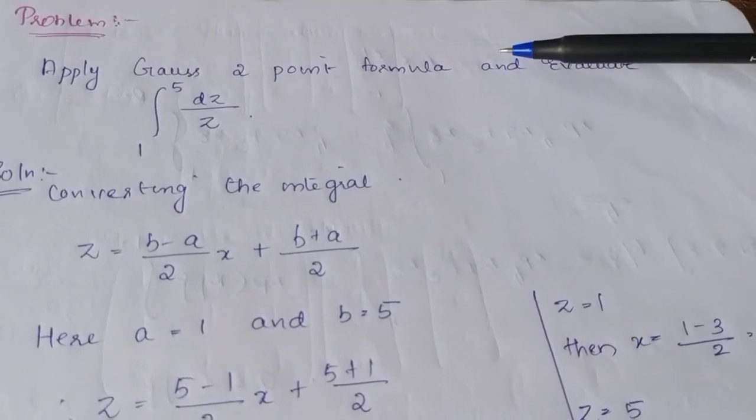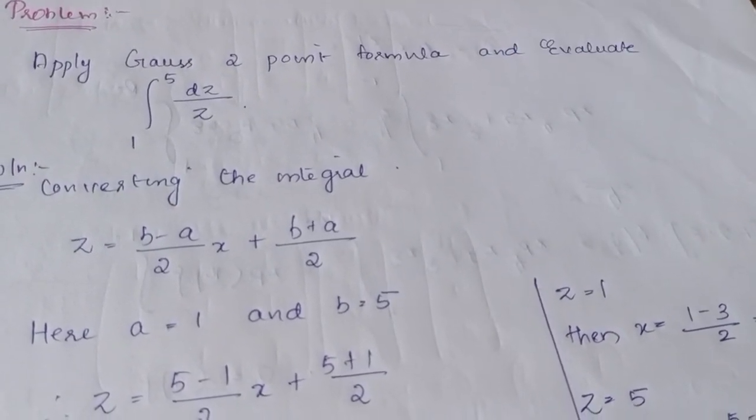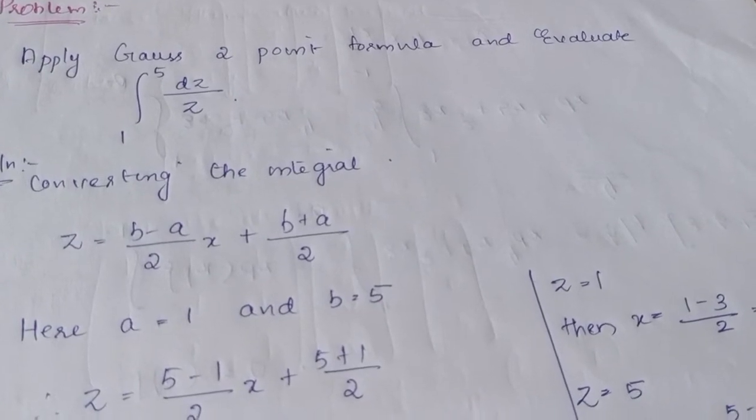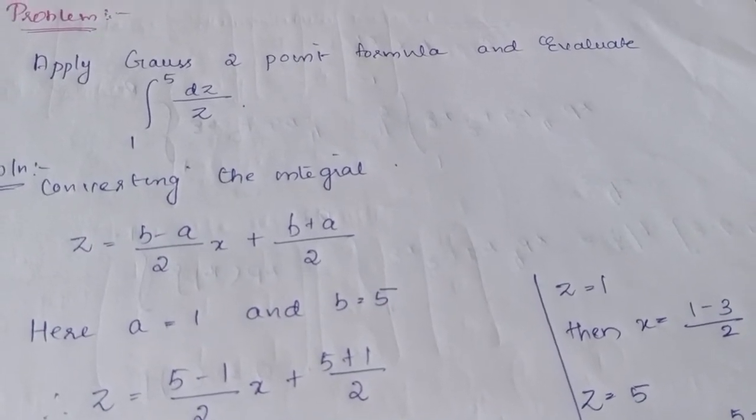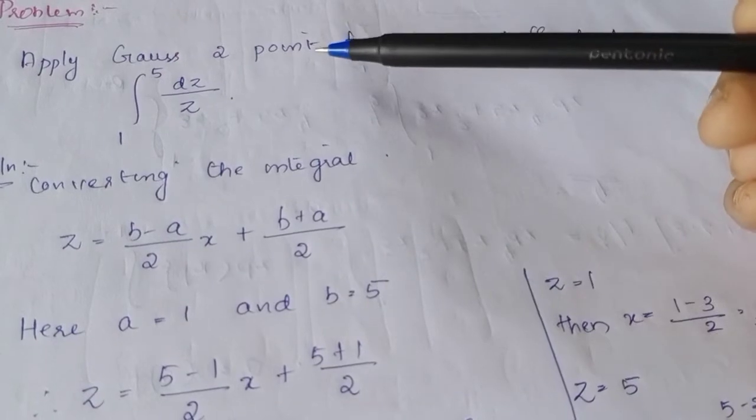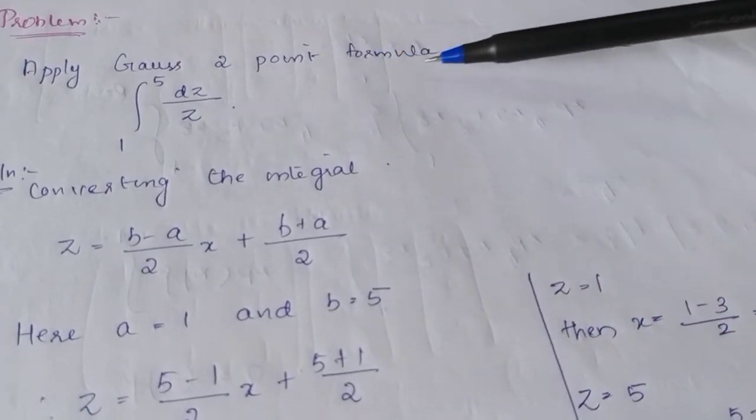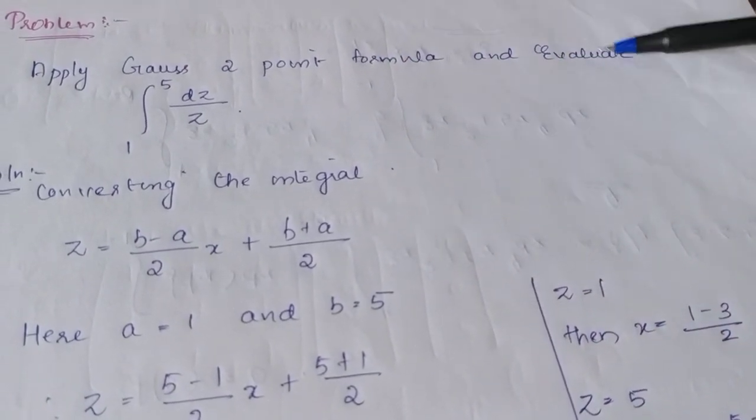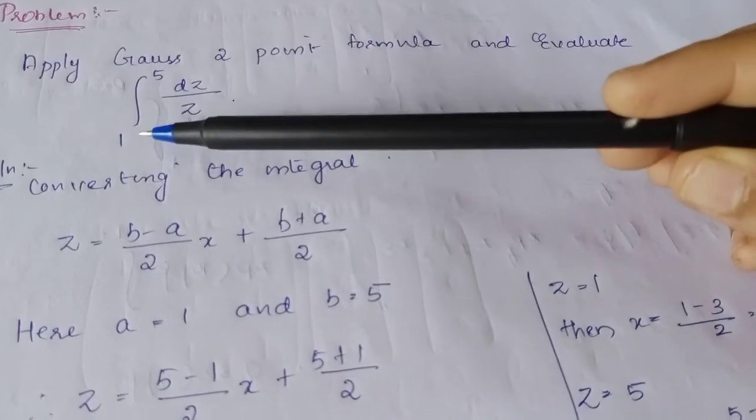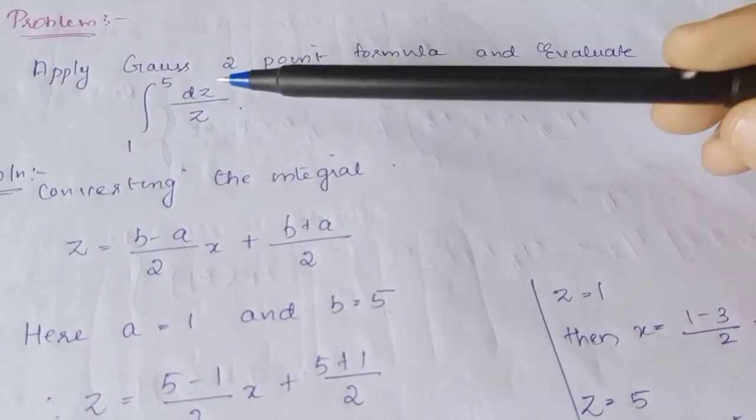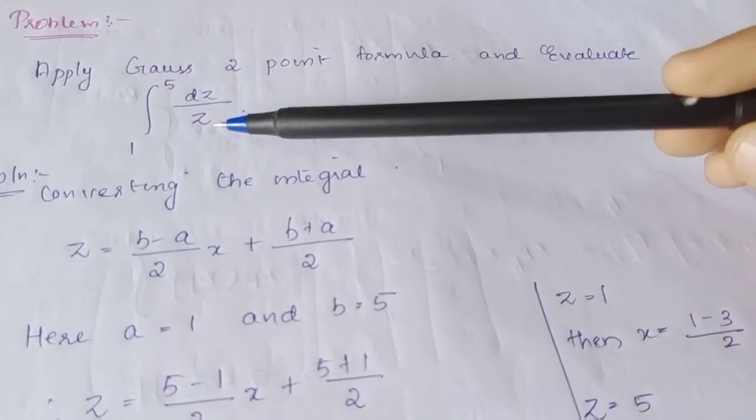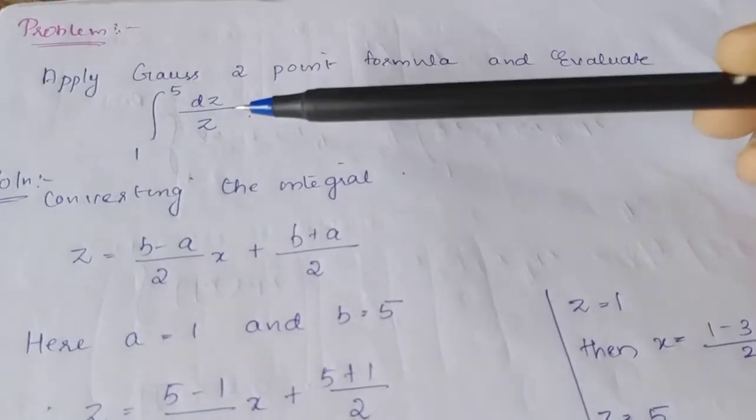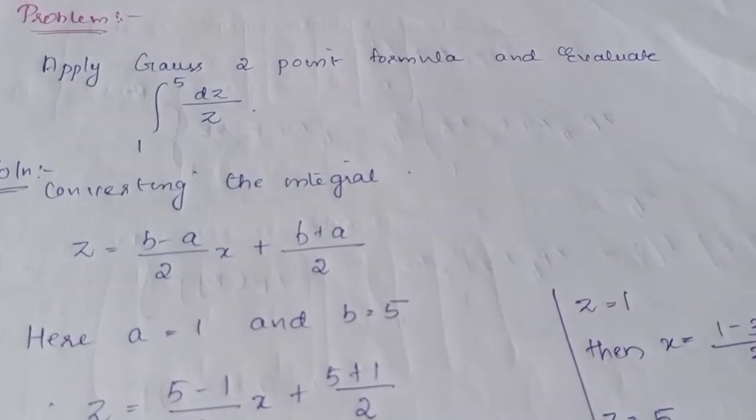This is another example for Gauss quadrature method. Here we are using the 2-point formula. So this is the problem: apply Gauss 2-point formula and evaluate the integral from 1 to 5 of dz by z. So this is the problem we have.